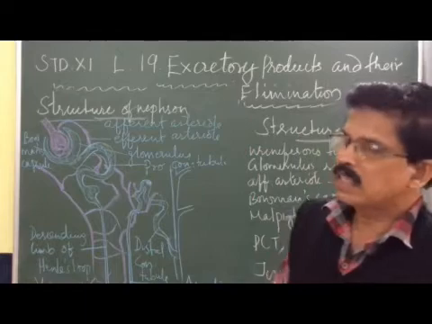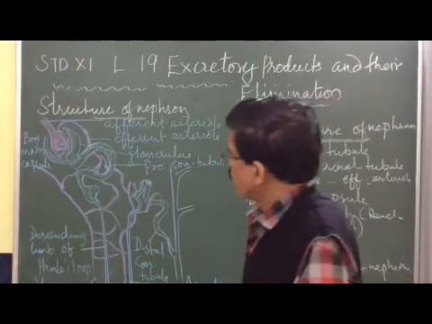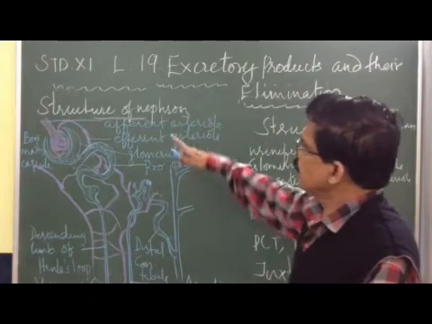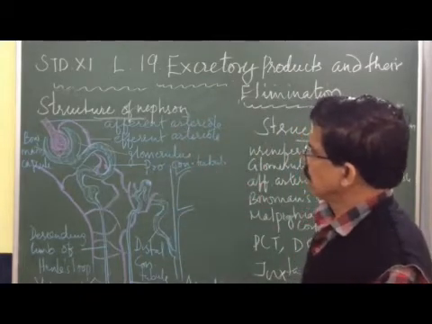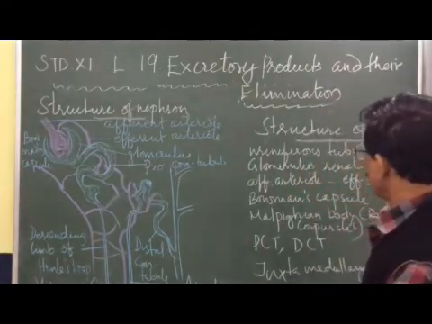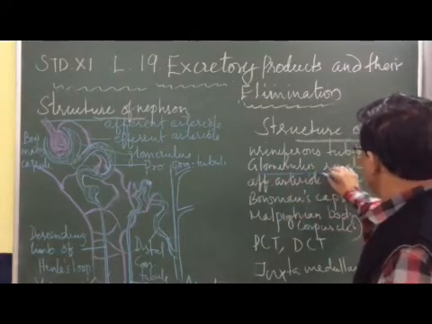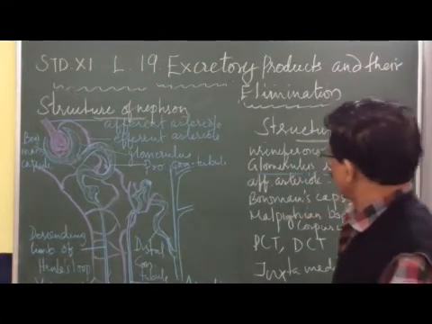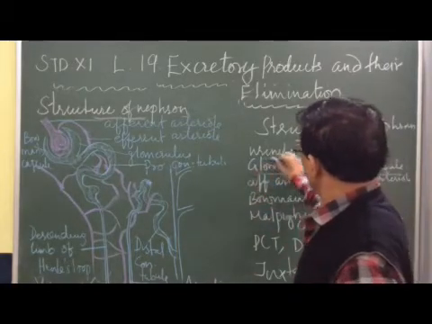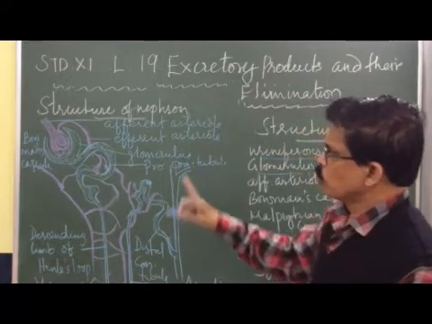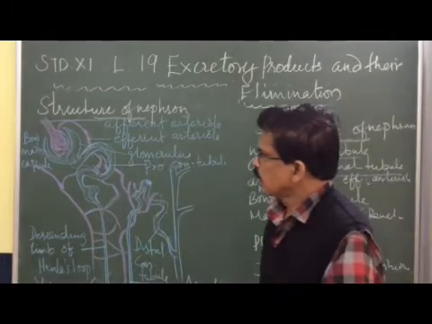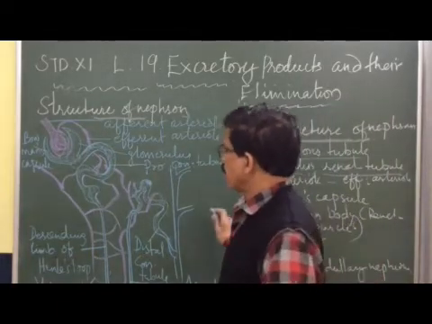now. Each nephron, we call the nephron renal tubules. Each nephron has two main parts. What are they? Glomerulus and renal tubule. So the nephron is also called urinary tubule, and each urinary tubule or nephron has mainly two parts: the glomerulus and the renal tubule.